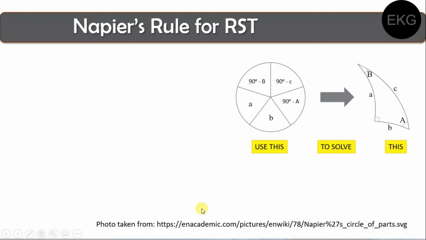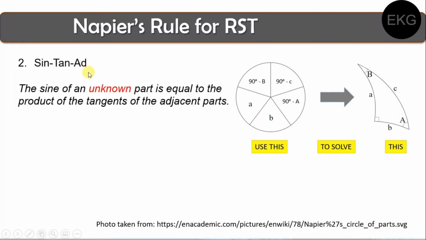Now moving on to the second rule of Napier. The second rule is what we call the sin tan ad rule. It says that the sine of an unknown part is equal to the product of the tangents, kung kanina cosine, ito naman tangents, pero ngayon of the adjacent parts. Again, for an example, kung ito yung hinahanap, the sine of an unknown part is equal to the product of the tangents of the adjacent parts.